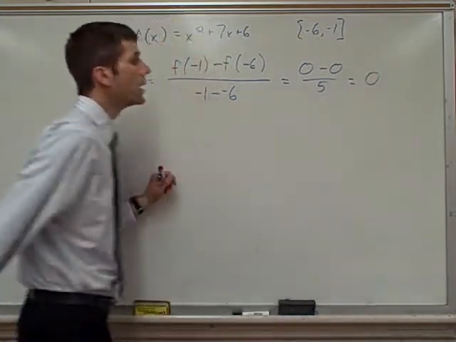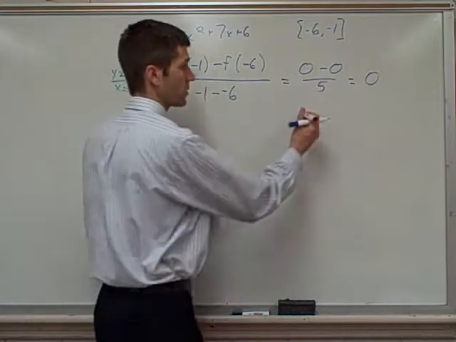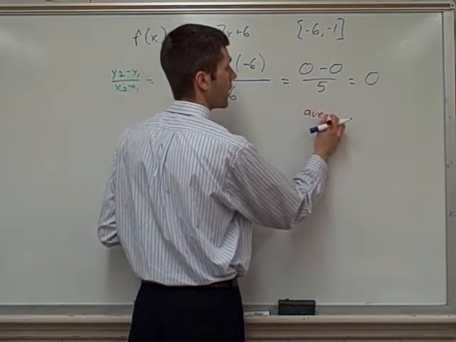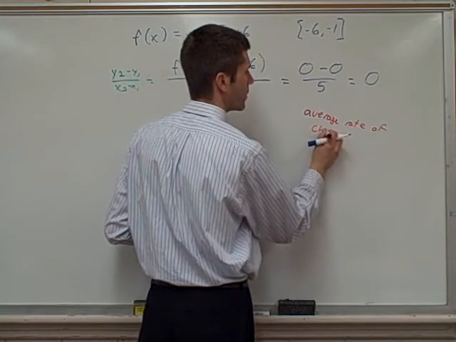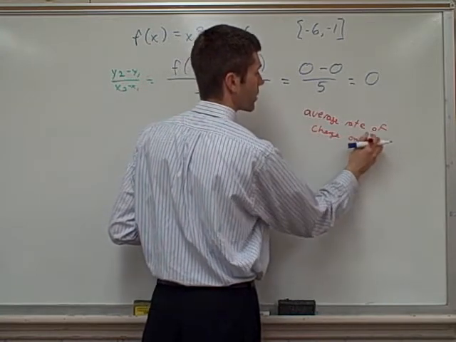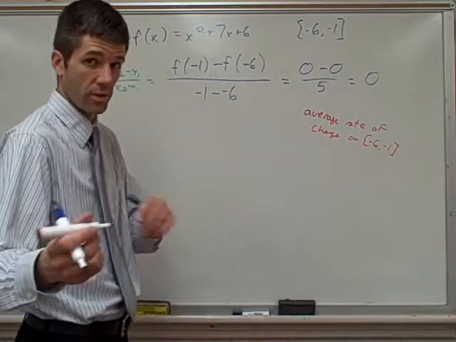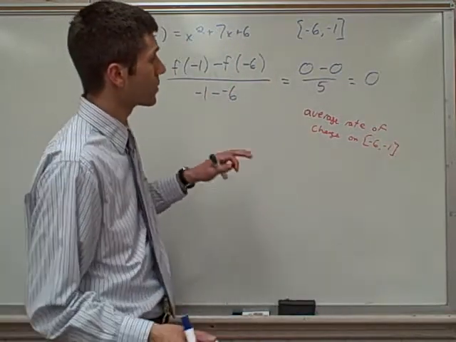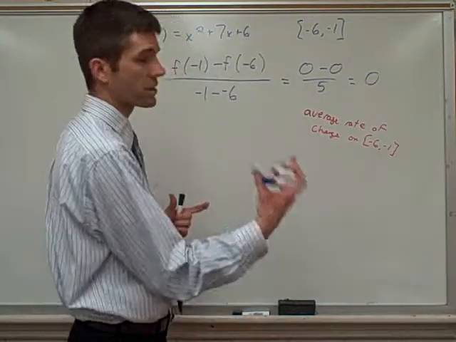Anyway, 0. It's equal to 0. This is the average rate of change on the interval, the average rate of change on the interval from -6 to -1. By the way, if you're looking at a calculus book, which is fun to do, I recommend it, they will say a closed interval, meaning that it's the brackets. It does include -6, it does include -1.